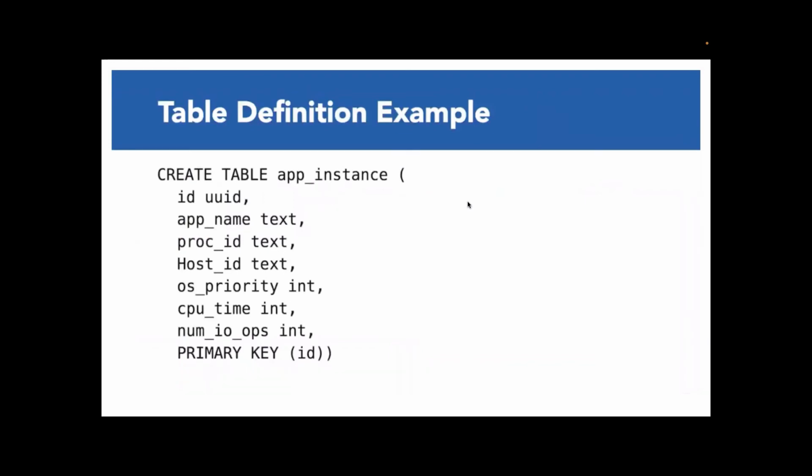Now that we know the attributes we want to maintain, we can create a table with the following command. Create table takes a list of attributes or columns followed by a data type such as text and int. It also takes a primary key clause to define which columns to use as the primary key. In this case, create table is followed by the name of the table, app instance, as well as a list of column names, followed by data types, and it closes with the primary key specification.